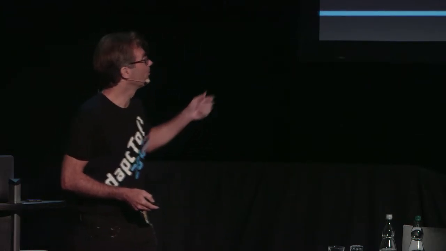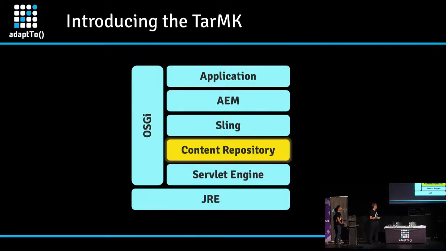In a typical stack, it looks more or less like this. There you have a JRE at the bottom, you have AEM at the top, and in the middle you have Sling, you have the servlet engine, you have OSGi as a piece of infrastructure. And then there is the content repository, the yellow box here. This is the place where your content is stored. It's a database for storing your web content, your assets, like everything.